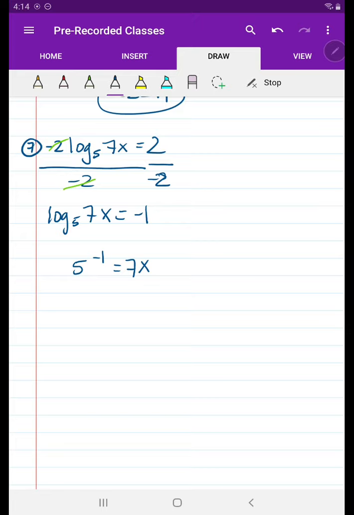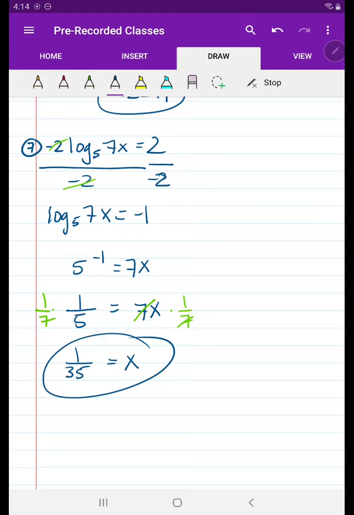So this 5 to the negative 1, well, that's the same thing as 1 over 5 equals 7x, right? And if I want to get x by itself, well, then I can just multiply both sides by the reciprocal, by 1 over 7. I'll do that in a different color to show you. So I multiply both sides by 1 over 7. And so on the right side, that'll cancel my 7's, and I'll be left with just x. And then on the left side, I have 1 over 35. And so that's my answer for number 7.